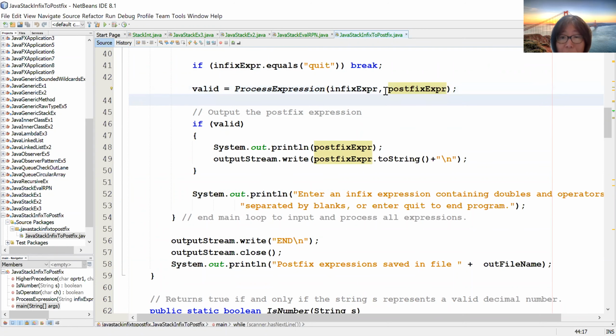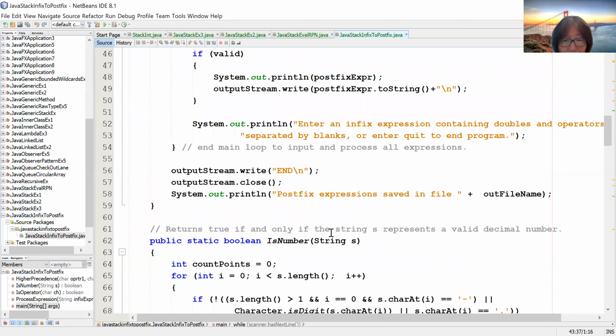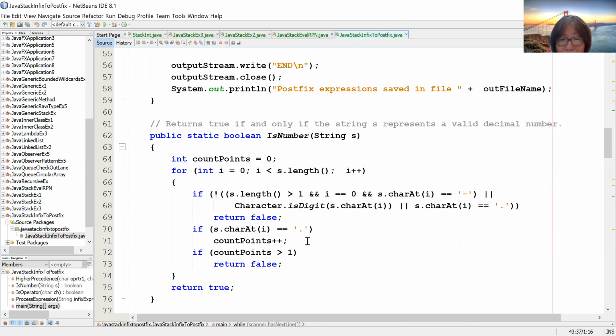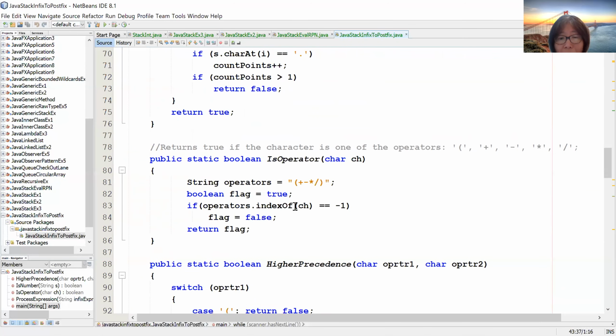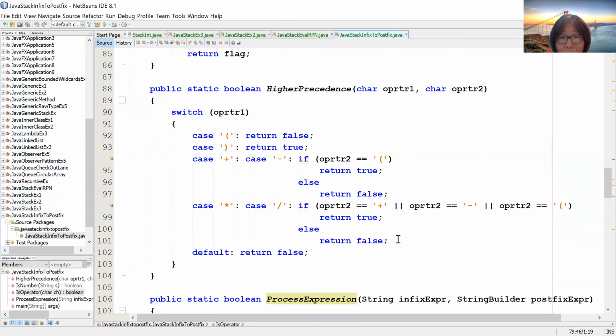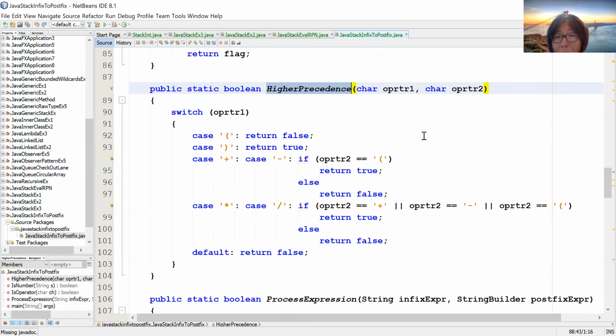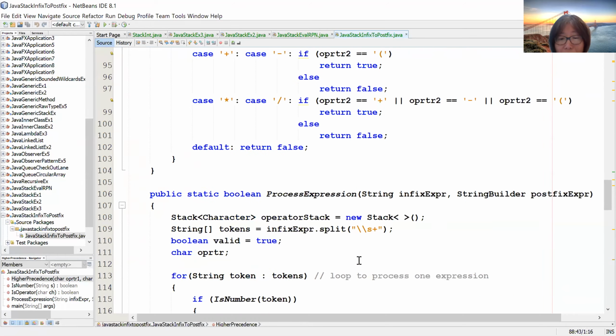So the major function is this method, process expression. The number is pretty similar to what we just saw. And over here, we also need another utility function called isOperator. And this one is also pretty straightforward. The other utility function we have here is higherPrecedence, because we need to compare the two operators when we add an operator to the stack. So we provide this utility function also.